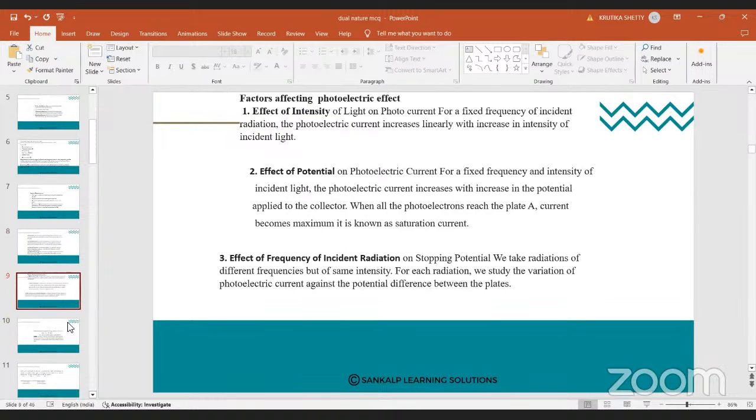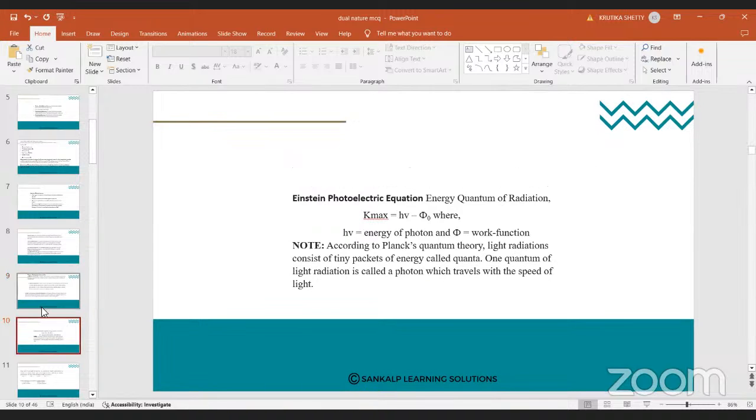These are the factors. The effect of intensity we have seen, it is directly proportional. The effect of potential we have discussed. The effect of the frequency of the incident radiation we have also discussed. Now next we are discussing Einstein's explanation of the photoelectric effect. So what is Einstein's explanation?